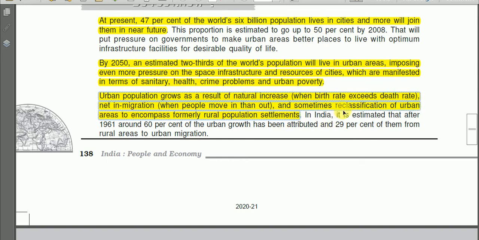Okay, natural increase means when the birth rate is exceeding the death rate. When the birth rate is more than the death rate, then there is growth. Then net in-migration, that means when people move into the cities. Then reclassification, sometimes some areas are reclassified to encompass formerly rural settlements as urban areas. Formerly those settlements may have been designated as rural, but due to a new definition, more settlements may be classified as urban. So that is why the urban population has been growing in the world.